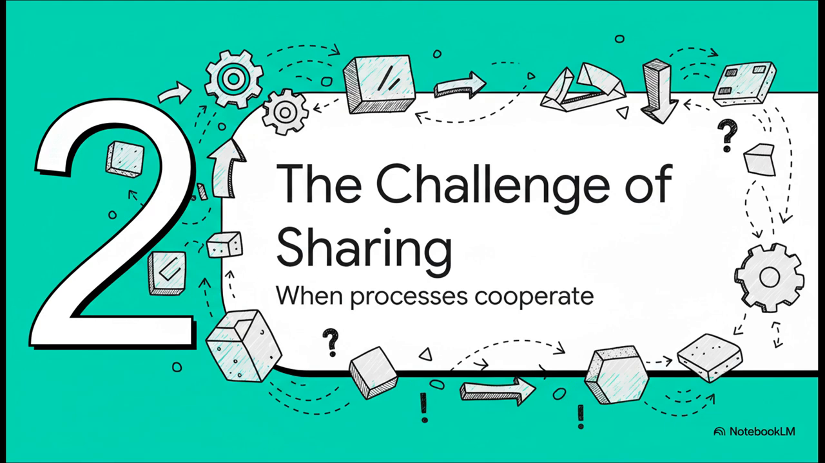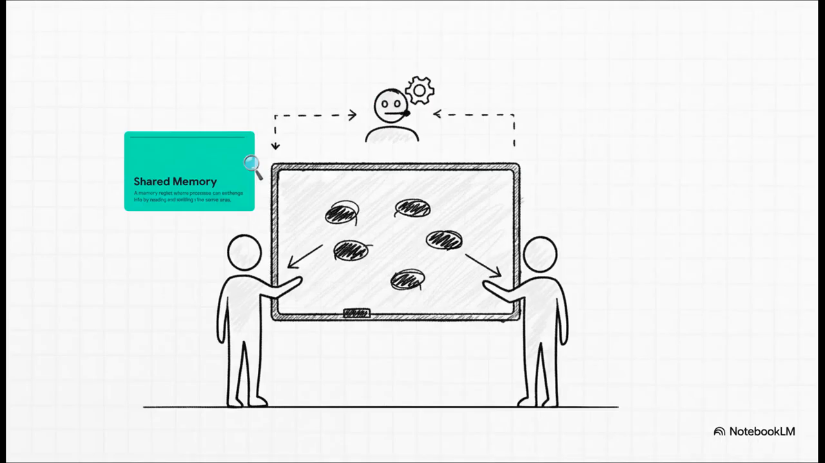Okay, so we figured out how the OS acts like a traffic cop for all these individual programs. But what happens when those programs aren't just driving in their own separate lanes? What happens when they actually need to merge, cooperate, and share the same stretch of road? Well, that introduces a whole new level of complexity. The solution here is something called shared memory. And you can think of it like two people agreeing to use the exact same whiteboard. The operating system, which normally keeps their notes completely separate and private, basically says, okay, for this one specific area, I'll let you both write on it to pass messages back and forth.